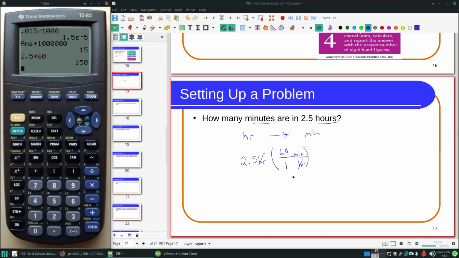Well, remember, can't rely on the calculator to give me significant figures, so I'm looking at this. That 2.5 has 2 significant figures. This is a definition, so I don't worry about that. Therefore, my answer should have 2 significant figures. So I'm going to write that 150 down without a decimal, so we get to ignore that 0, and then I just put the units there.